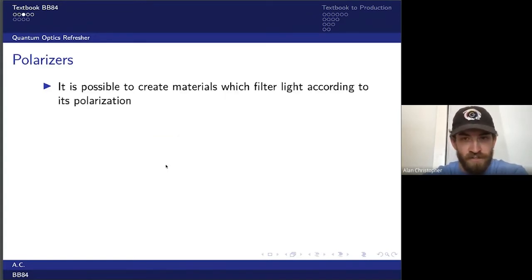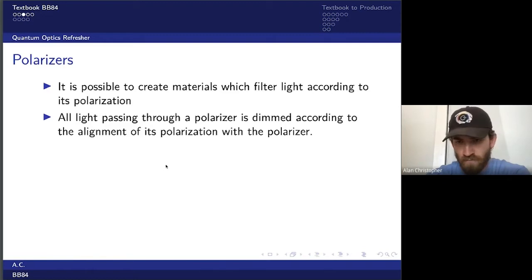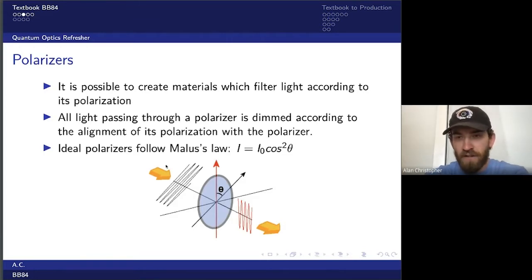Now, I mentioned that polarization is a thing we're going to be working with. If you're going to use a theoretical property of light, polarization, it's useful to have ways to experimentally interact with polarized light. And the way we're going to interact with it is something called a polarizer, which allows us to filter light in accordance with its polarization. And specifically, the more aligned the polarizer is with the incoming light, the more it's going to let through. And then the more unaligned it is, the more it's going to dim it. And that is going to follow a very reliable rule, at least in the ideal case, called Malus's law.